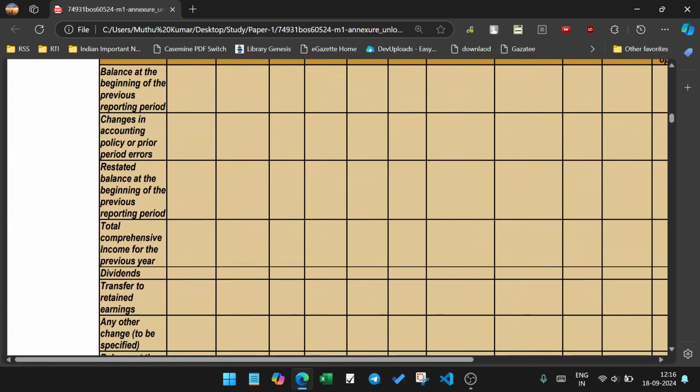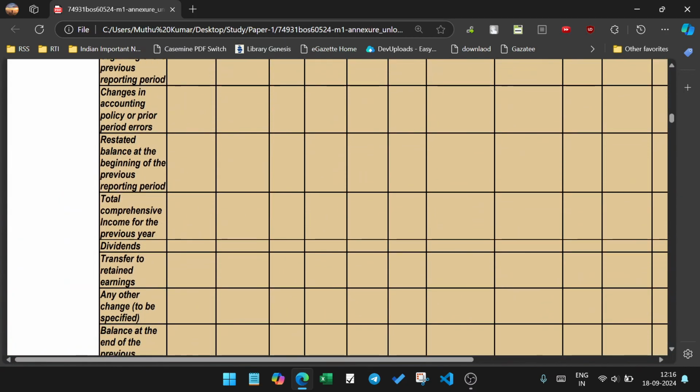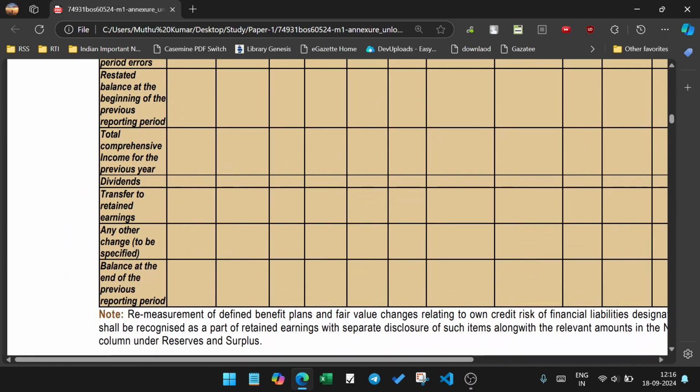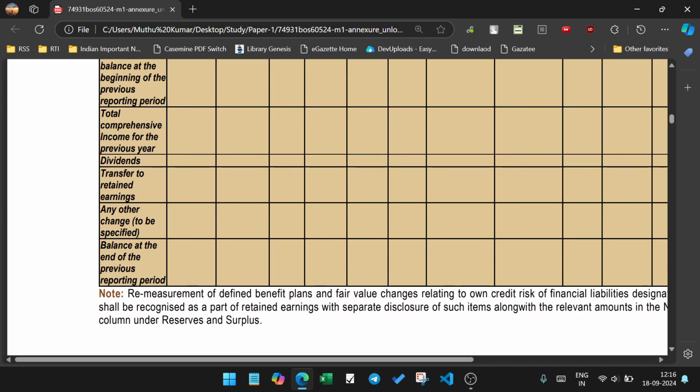Balance at the beginning of the previous year, changes in accounting policy in the previous year, restated balance at the beginning of the previous year, total comprehensive income for the previous year, dividends, transfer to retained earnings, any other changes to be specified, balance at the end of the previous year.